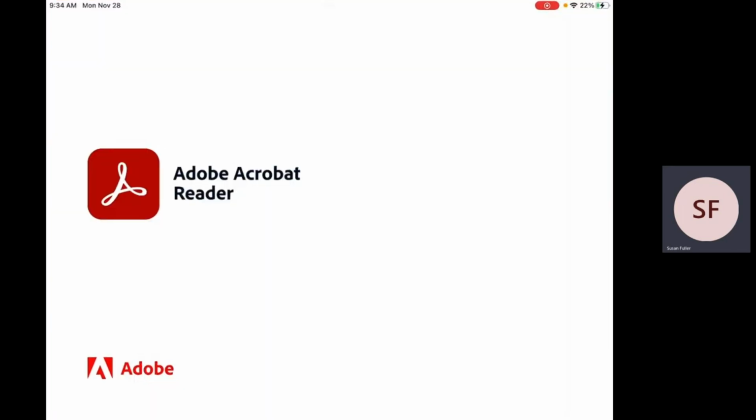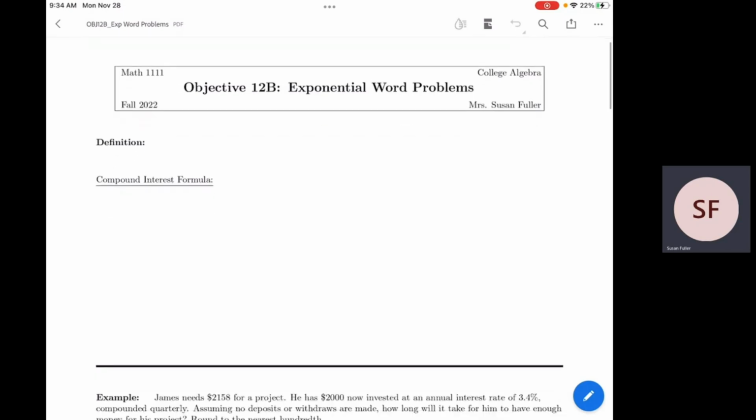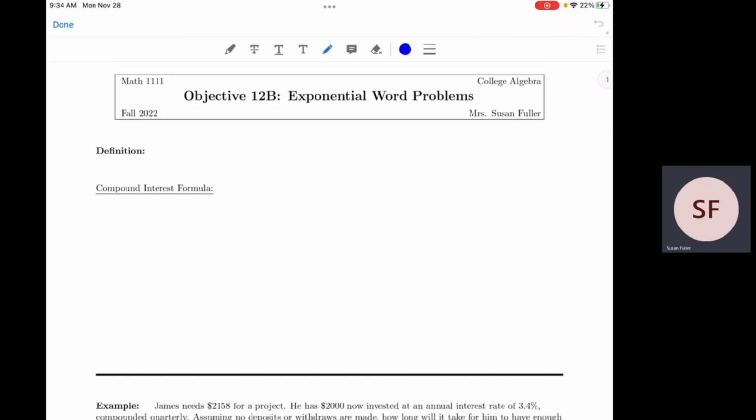So we are going to cover the homework 12 word problems. So without further ado, here we go. There's really just three formulas that you'll need to know to complete the word problems.